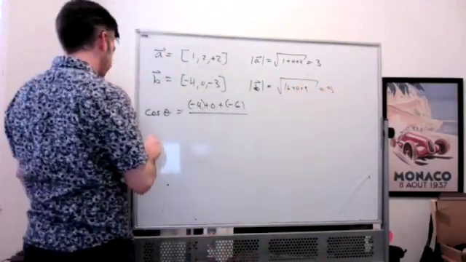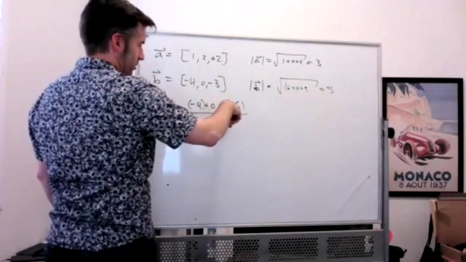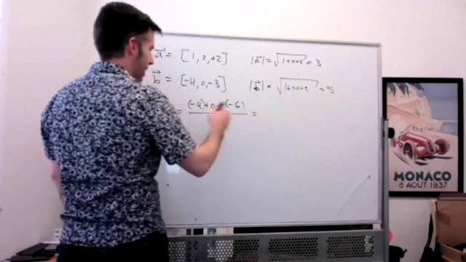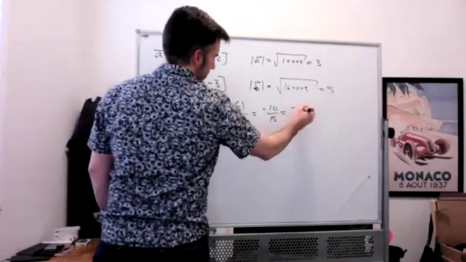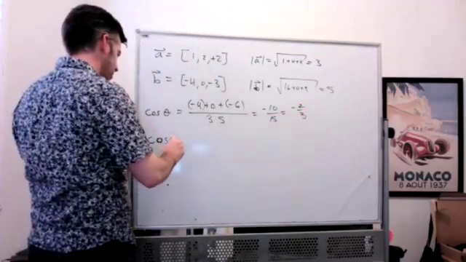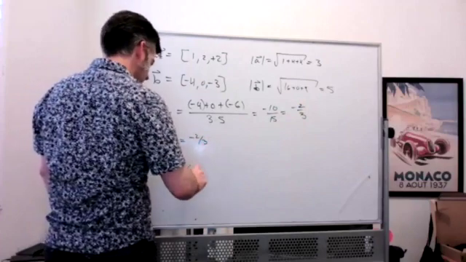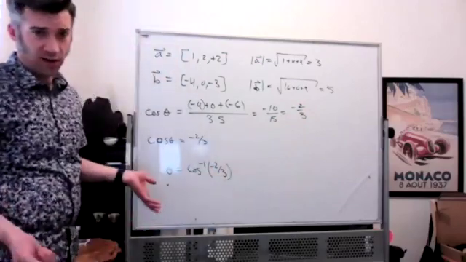So we are finding cosine theta equal to negative 4 plus negative 6, divided by 3 times 5, which ends up being negative 10/15. You can reduce that to negative 2/3. So cosine theta equals negative 2/3, which means theta equals the inverse cosine of negative 2/3. And then we really do have to use a calculator.